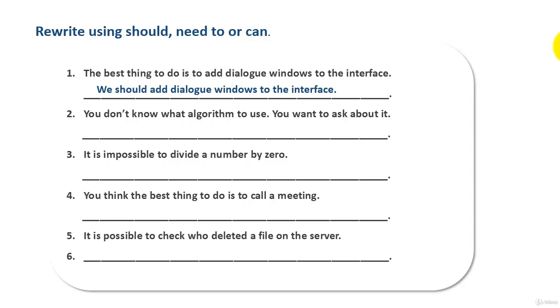The best thing to do, the best possible option, it should. Next one. What algorithm do I need to use? We use do with need. Let's move on. You cannot, or you can't. You can use both.